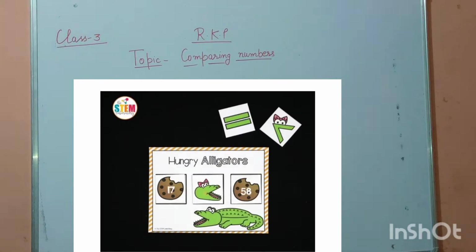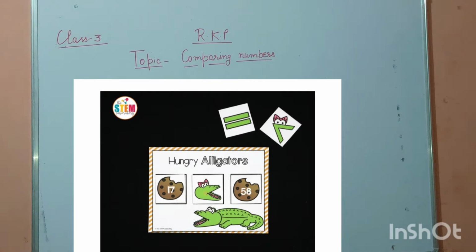Now watch again a clip. If the alligator's mouth is open to the right side, then we can say it is the less than sign. Means 17 is less than 58. So in this way you can easily remember the sign. If the alligator's mouth is open to the left side, then it shows the greater than sign, and if the alligator's mouth is to the right side, then we can say it is the less than sign.